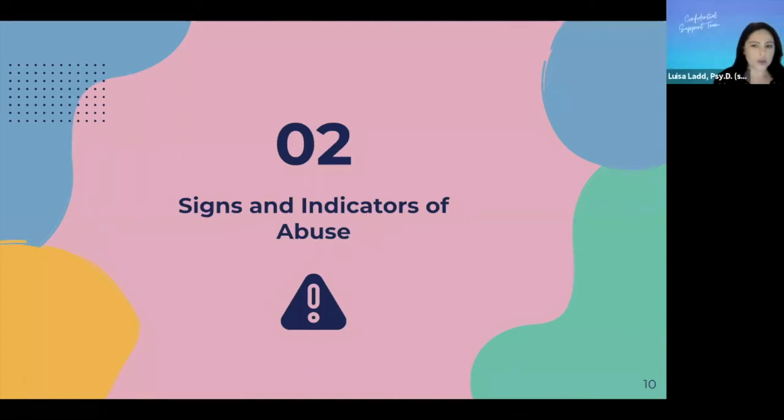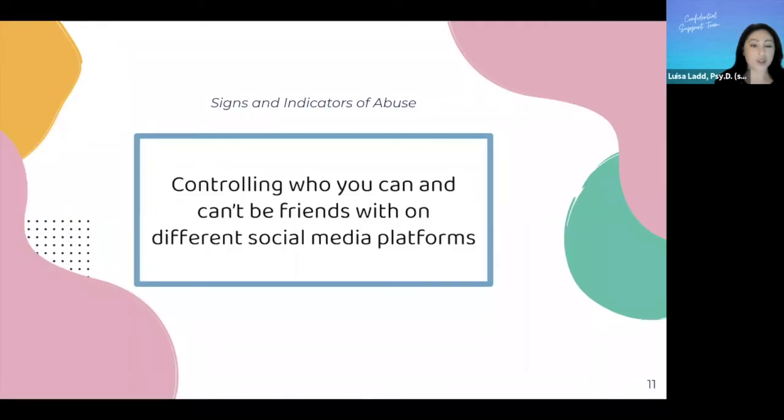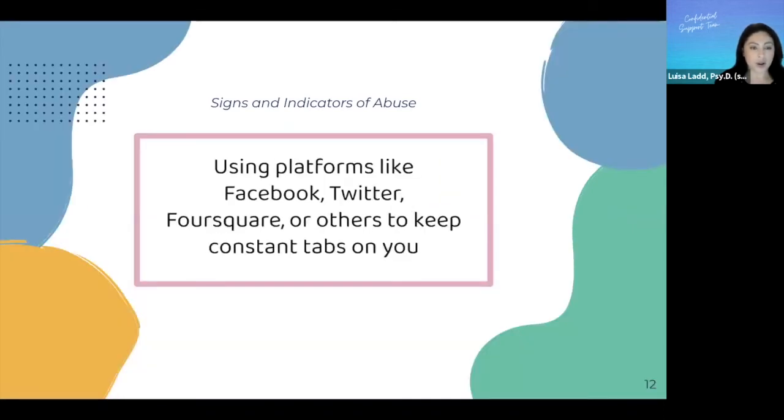Next, we're going to review some potential signs and indicators of digital abuse. This is just a foundational list, as digital abuse can take many forms and exist in different contexts. So what are some indicators of digital abuse? Controlling who you can and can't be friends with on different social media platforms. It could be Facebook, Instagram, Twitter. Also using those types of platforms or the variety of others to keep constant tabs on you.